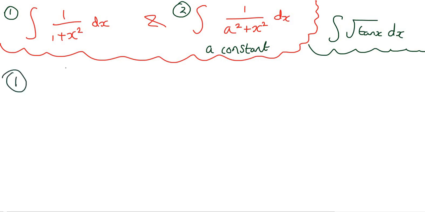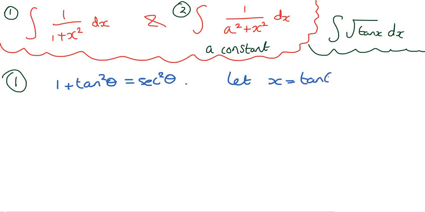Let's get started. Now, we're going to be making use of a trig identity, and the trig identity we're using is this one. 1 plus tan squared theta equals sec squared theta, where theta is the angle. So make sure you know your identities. Right, we're also going to be using integration by substitution, so make sure you know how to do that as well. So we're going to say let x equals tan theta.